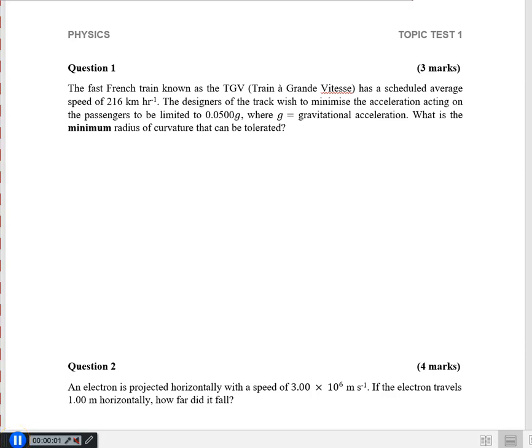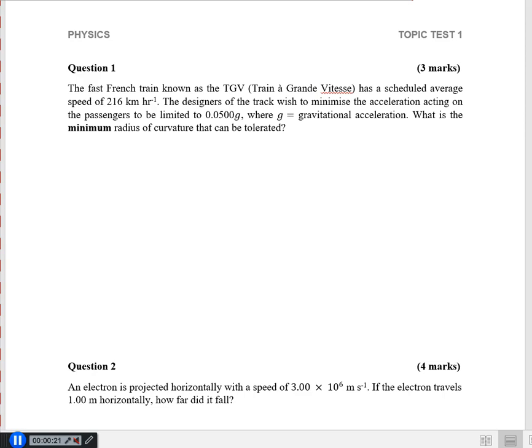This is a solution for the topic test 2018. Question number 1 states that the fast train known as TGV has a scheduled average speed of 216 km per hour. The designer of the track wished to minimize the acceleration acting on the passenger to be limited to 0.05 g. What is the minimum radius of curvature that can be tolerated?